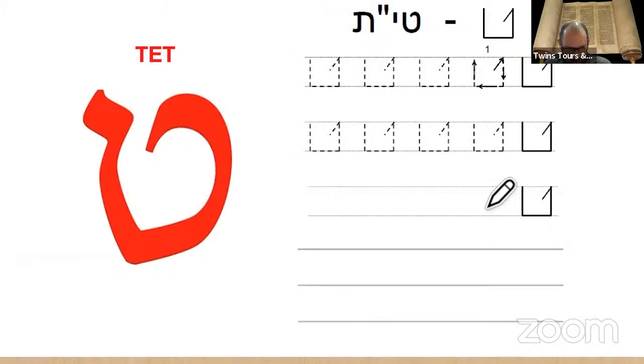Then we learned tet. Of course, letters come in different forms, but this is one of the forms. Tet. And this is how we write it.